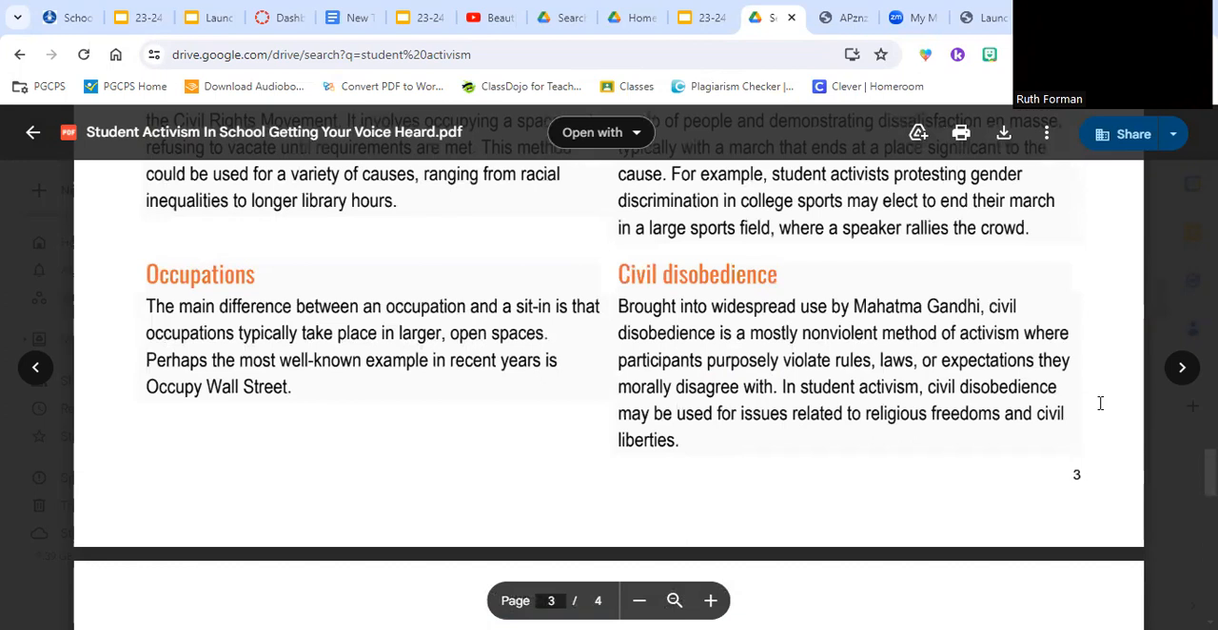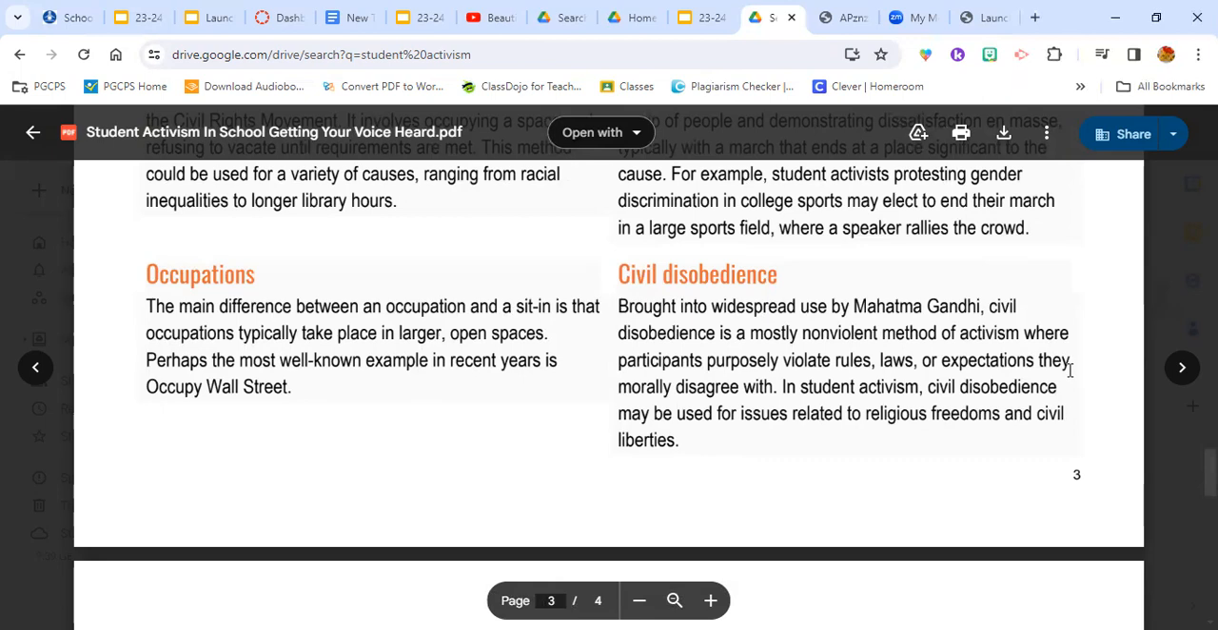Occupations. The main difference between an occupation and a sit in is that occupations typically take place in larger, open spaces. Perhaps the most well known example in recent years is Occupy Wall Street.